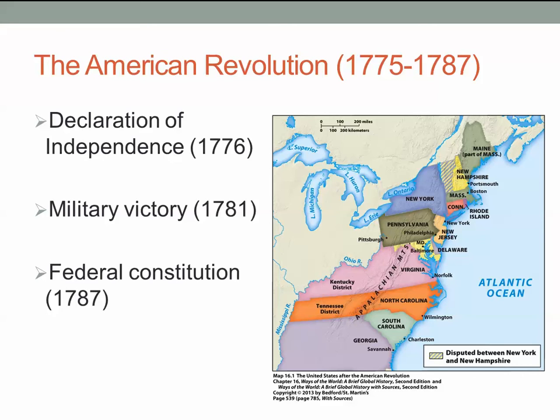Eventually there was a military conflict between the American colonies and Britain, and the American colonies won against all odds. In 1781 all military battles were won, and as a result of this war for independence, we see eventually the adoption of the Federal Constitution of 1787, which joined 13 separate colonies into a new nation.